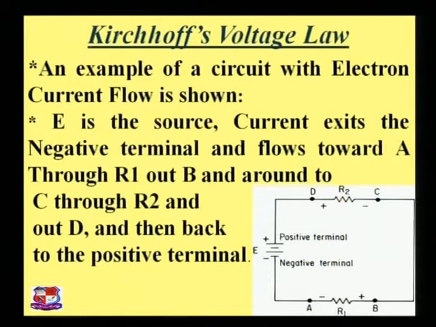The second law states that the overall voltage around the node is also 0. An example of a circuit with the electrons flowing in the circuit will be shown here. There's a figure with points A, B, C and D, four node points, with resistance R2 and resistance R1.